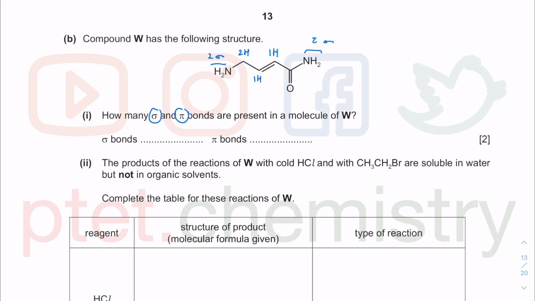And then we have 3 sigma, so this is 1 sigma. This is 1 sigma plus 1 pi. There is 1 sigma there. This is a double bond. The double bond contains 1 sigma and 1 pi, just like this C double bond O. And we have 1 sigma there, and we have 1 sigma there.